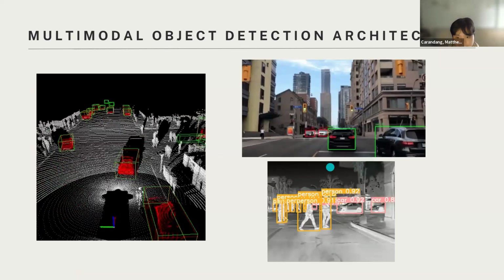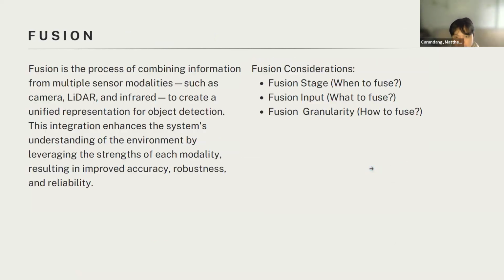So we have something called fusion. Fusion in multimodal object detection means combining information from different types of sensors, like cameras, LiDAR, infrared, and such, so that the model can make decisions, and can relate each modality with each other.